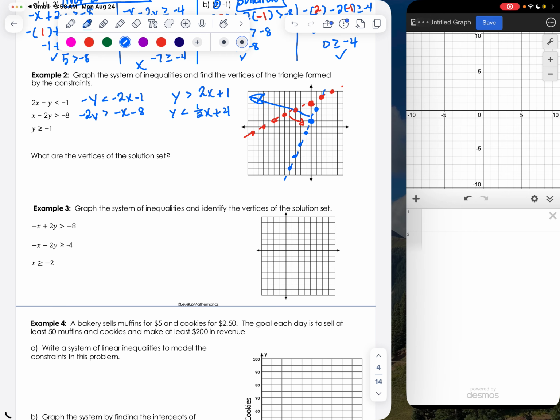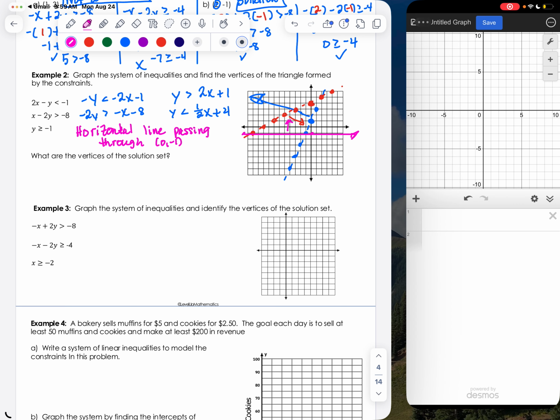All right, my third inequality, let me grab a different color here, is going to be y is greater than or equal to negative 1. There's only one variable here, so this is a horizontal line passing through (0, -1). So here's (0, -1), and I want to draw a solid horizontal line. Now this symbol is greater than, so I will be shading above this line.